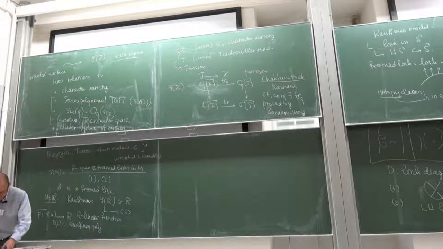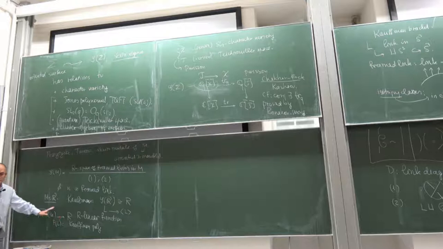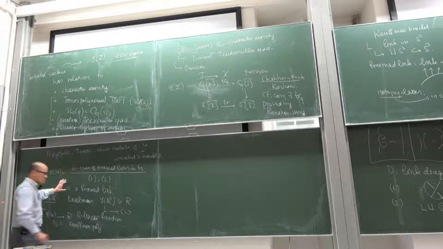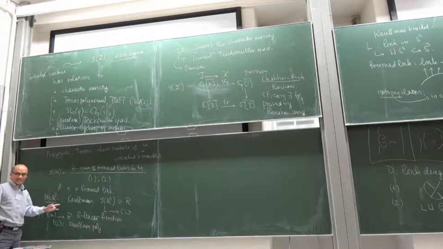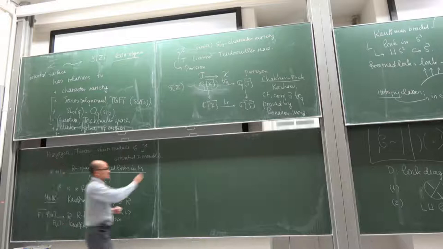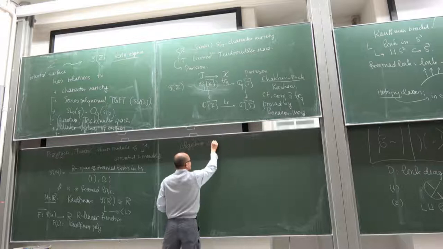So any questions so far? I mean, everything I said here is just classical. Now, this is just a module, just an R module. Okay, and now there are some cases when this module becomes an algebra, and I will look at those cases. So this is an algebra structure. So there are two cases.